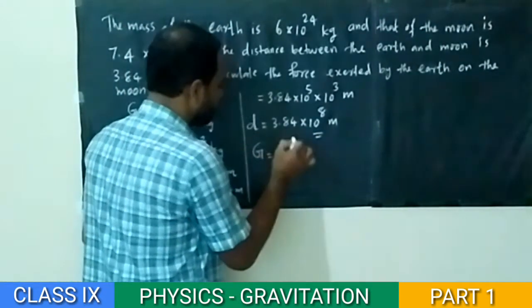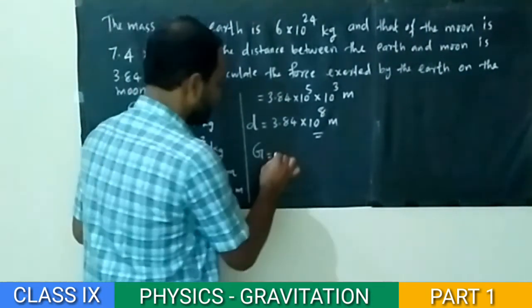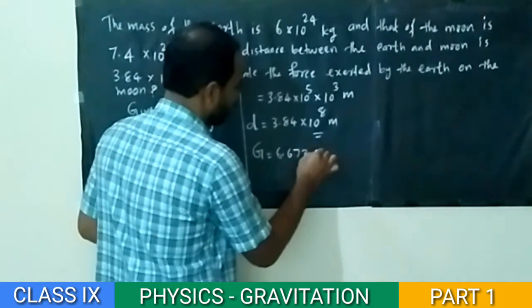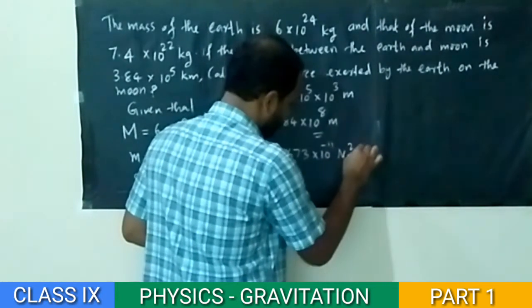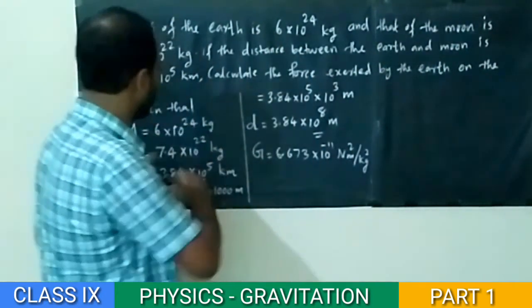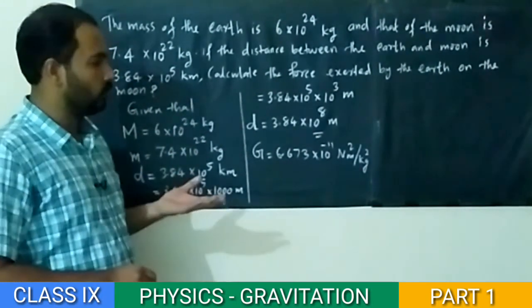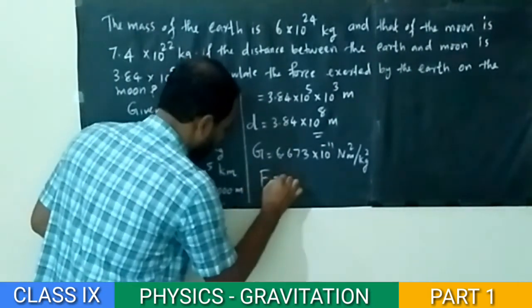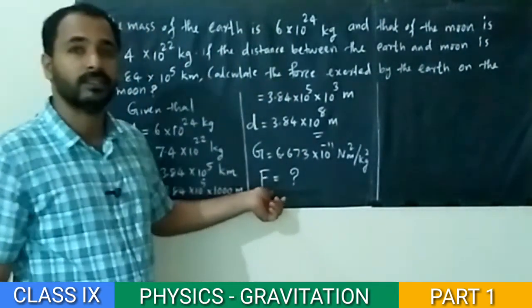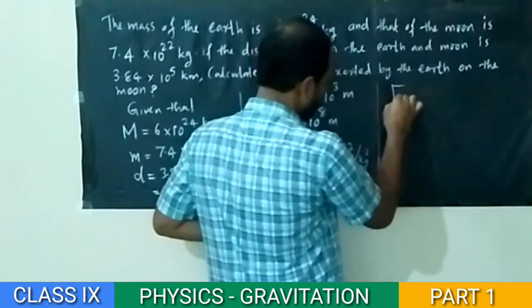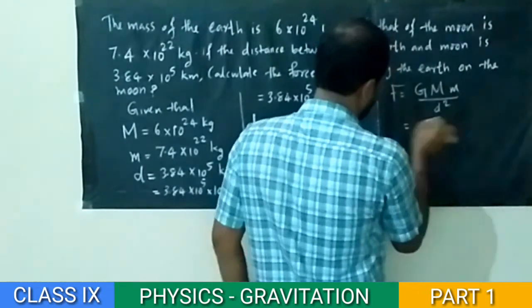Then what is the value of G? We discussed it: G is 6.673 × 10^-11 Newton meter square per kg square. These are the given data. Then we have to find the value of F, the gravitational force. F equals question mark. What is the equation to find F? F = G M m / d².